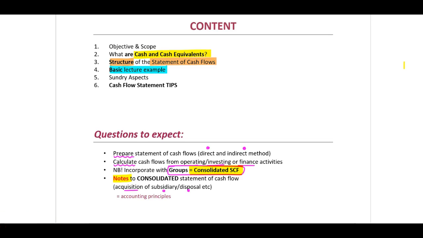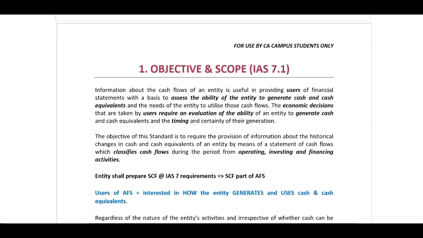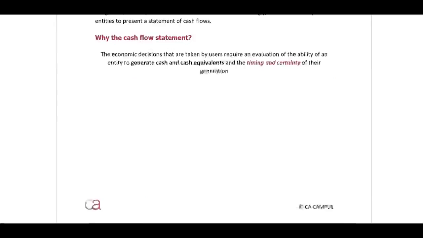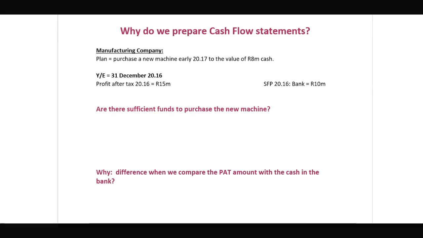Then when we look at our accounting principles, guys, it is crucial that you understand your accounting principles. What will the effect be on your different accounting items? And you will identify that I prefer to make use of T accounts when we look at IAS 7. Then you can work through the objective and scope on your own. I want to focus on why we prepare cash flow statements.